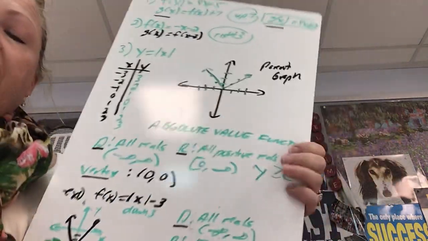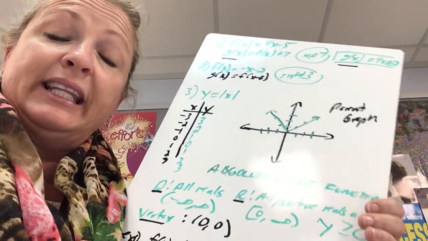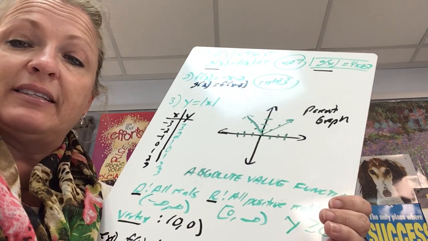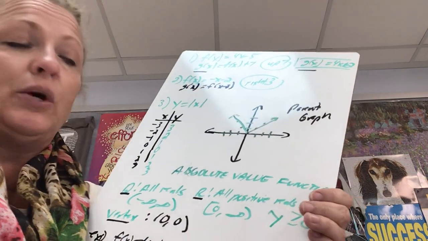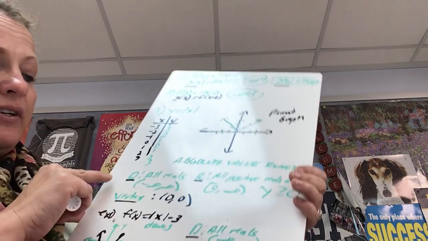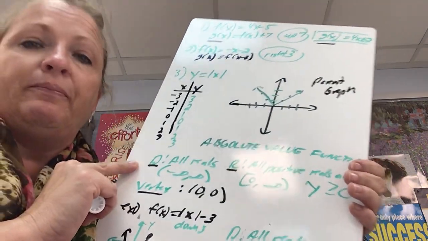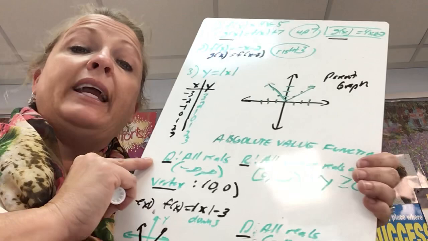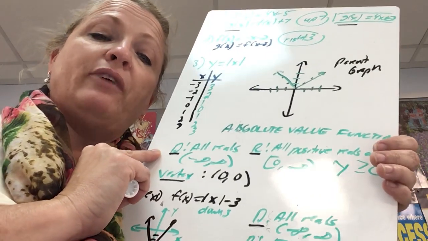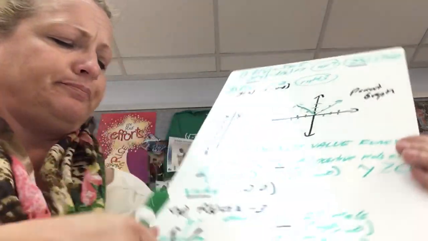Now, a characteristic of absolute value graphs that a linear function did not have is a vertex. And a vertex is either the highest or lowest point of the graph, and the vertex of your parent graph is 0, 0. So when you go to translate an absolute value function, you're going to be changing the vertex.